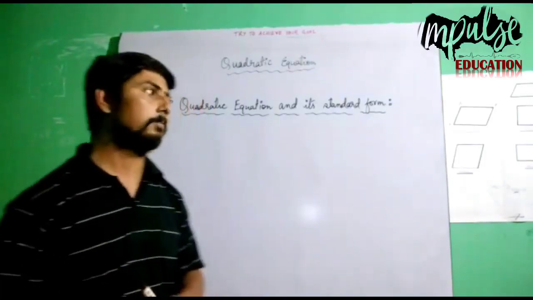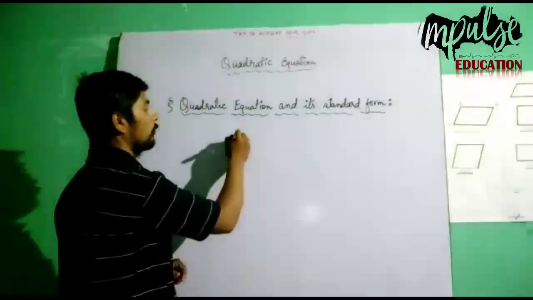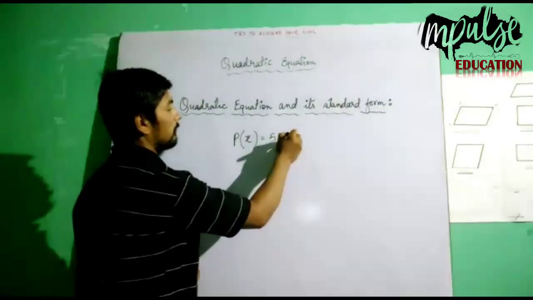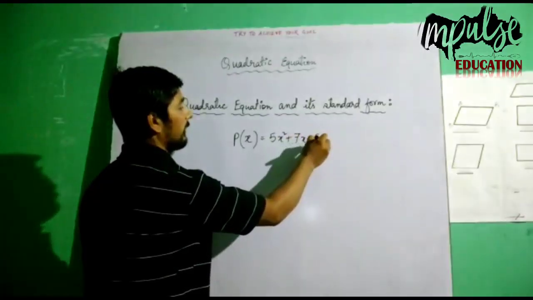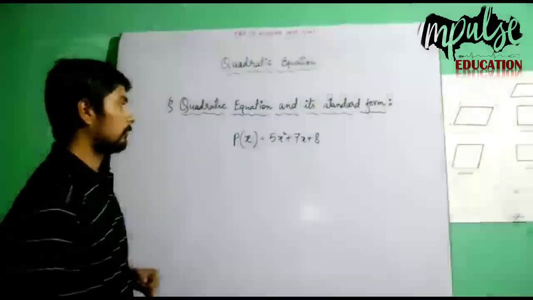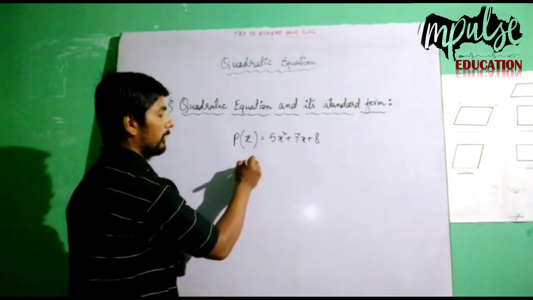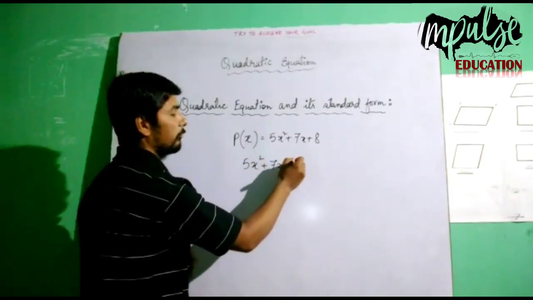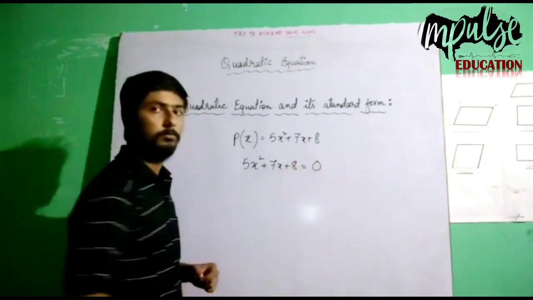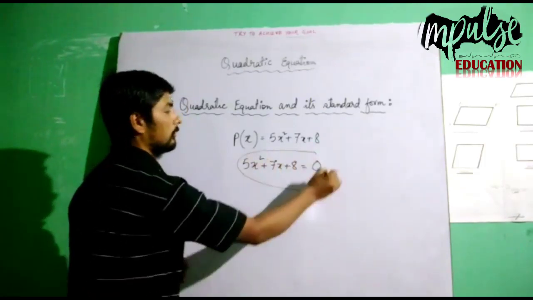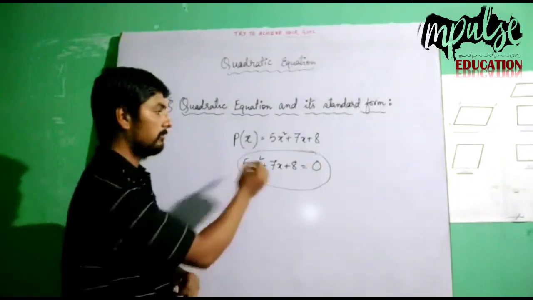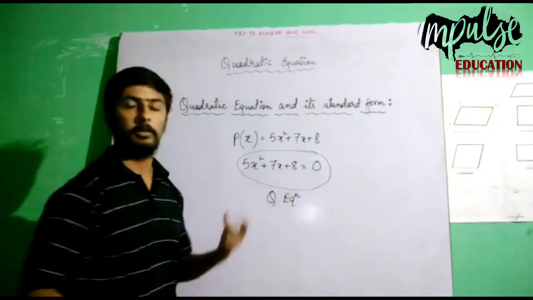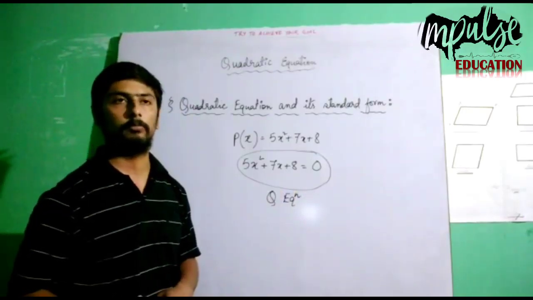I will give you one example. Let us take a polynomial in variable x, 5x square plus 7x plus 8. If this quadratic polynomial 5x square plus 7x plus 8 is equated with something, let us take 0, then I have got one equation. This equation is said to be a quadratic equation. We call such an equation a quadratic equation.